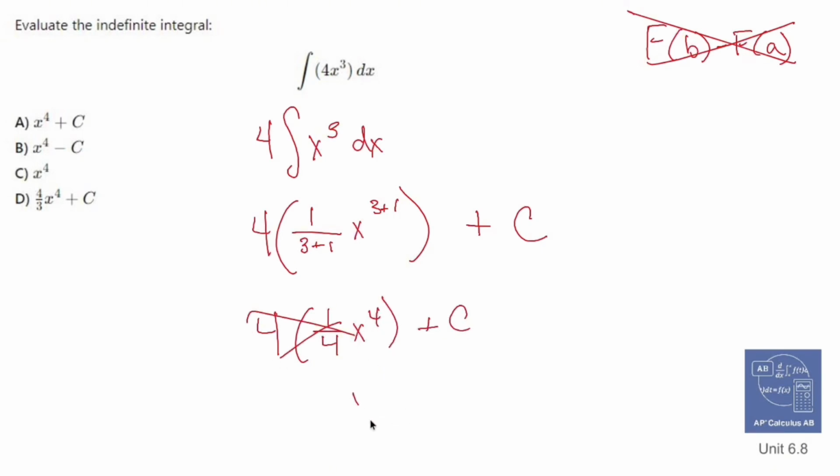You guys cancel out to get me x to the 4th plus c, which gives me a. Don't forget that plus c. Very easy to do.